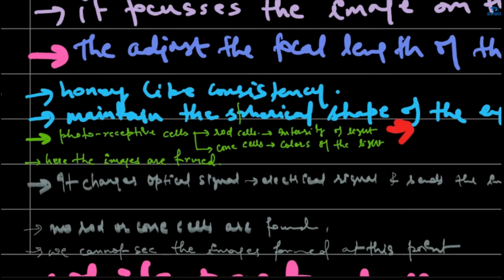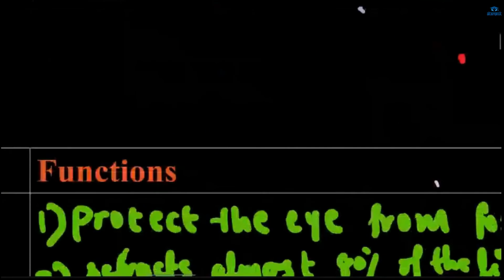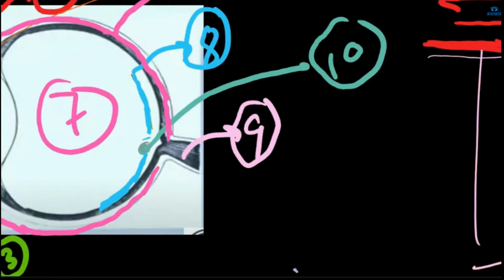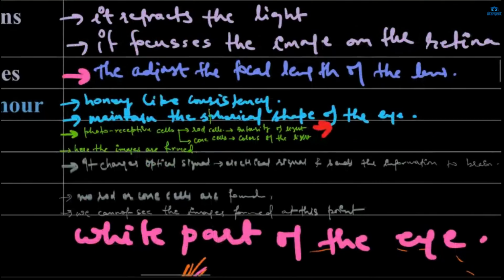It is photoreceptive cells, and here the images are formed. In this, the eighth part. This is the retina where the images are formed.